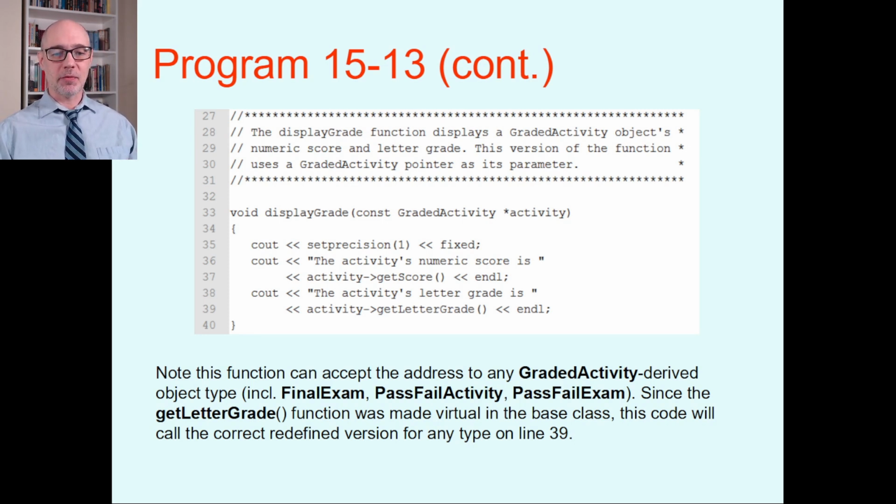But if the activity pointer is actually referencing a child class like pass-fail exam, then this exact same line calls the redefined version just for that, the version that prints out either a P or an F for passing or failing. So what appears to be one line of code on line 39 could jump us into a bunch of different versions of the redefined get letter grade, the correct one for whatever object you're really referring to.